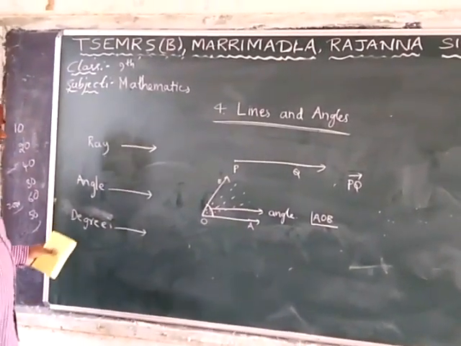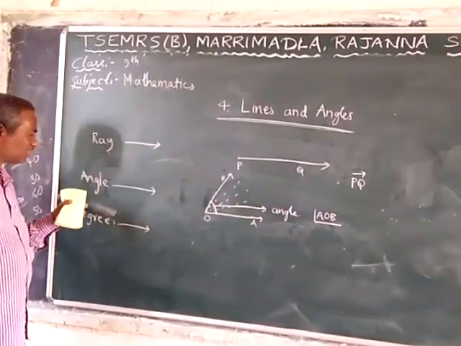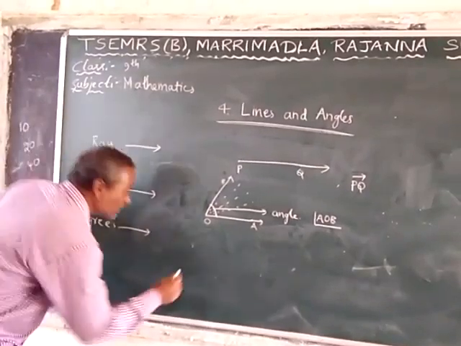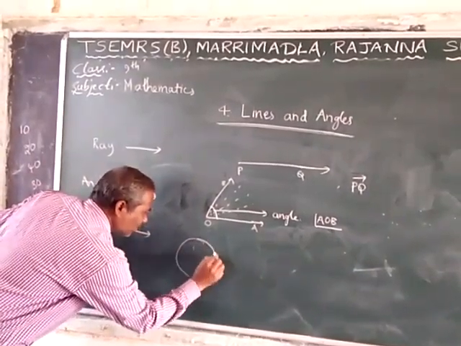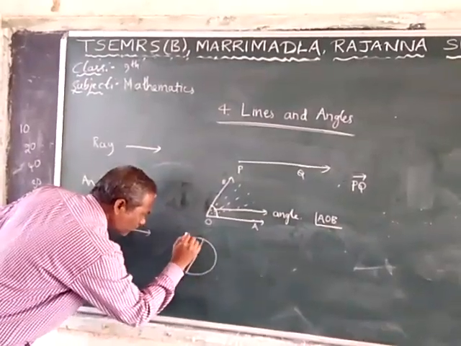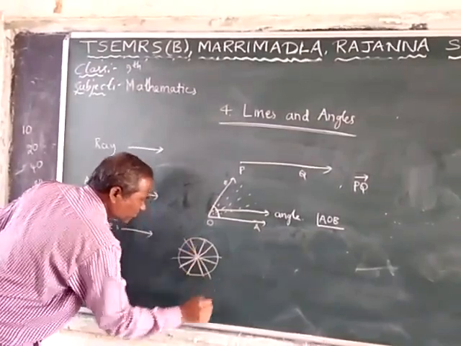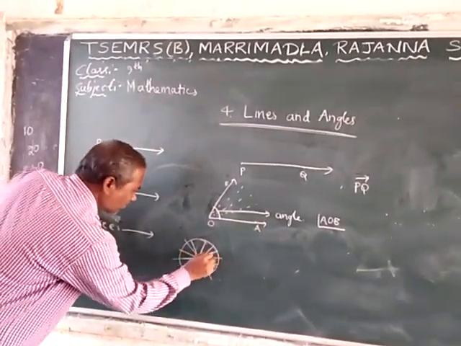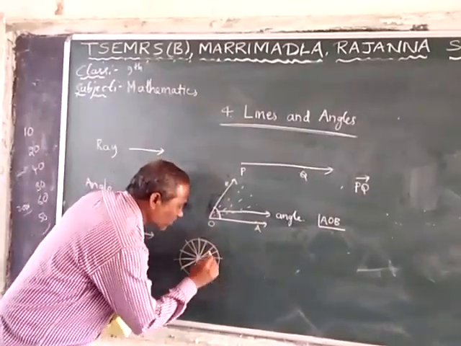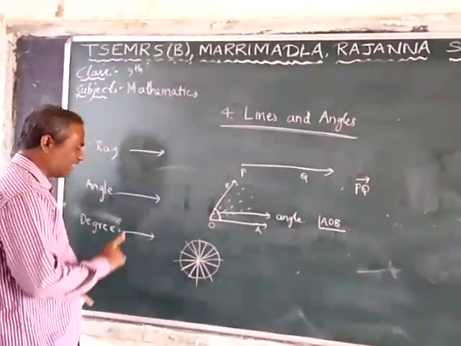Now degrees. What are degrees? Degrees are the measurement for angle. So if you take a circle and divide it like this, the very small part, if you divide this into 360 parts, one part is called 1 degree.